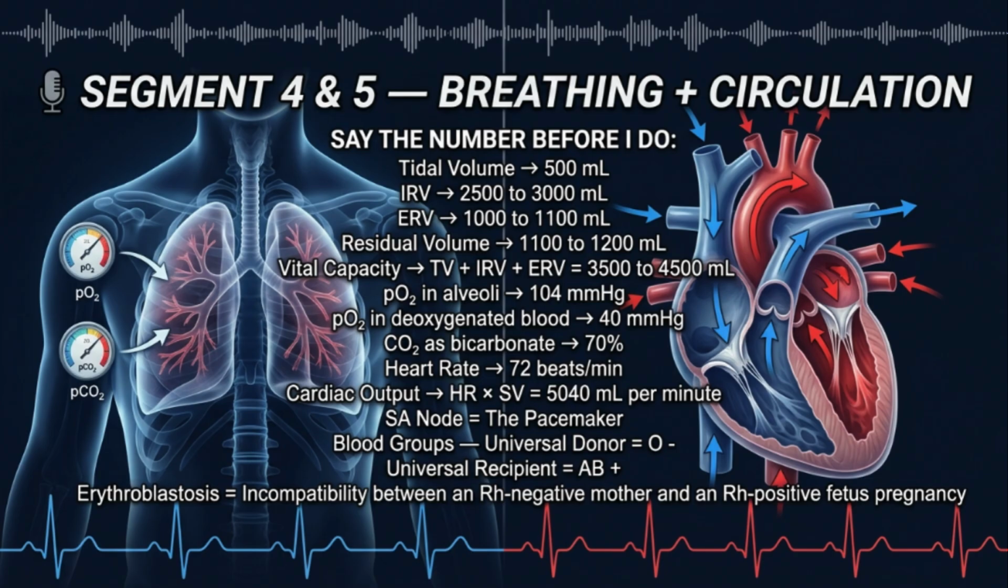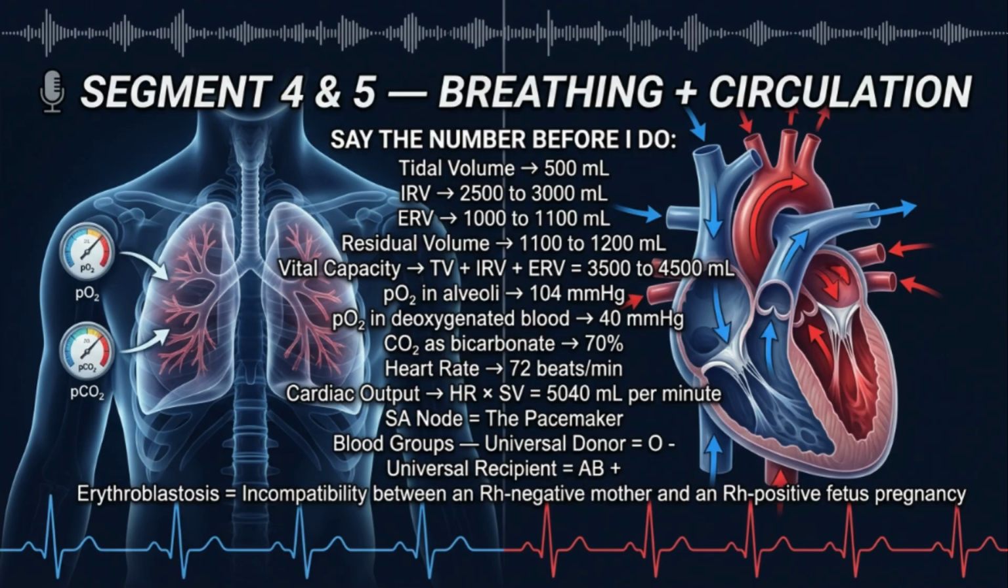2,500 to 3,000 milliliters. Expiratory reserve volume, the extra air you can forcefully exhale beyond tidal: 1,000 to 1,100 milliliters. Residual volume, the air that always stays in your lungs and can never be expelled: 1,100 to 1,200 milliliters.